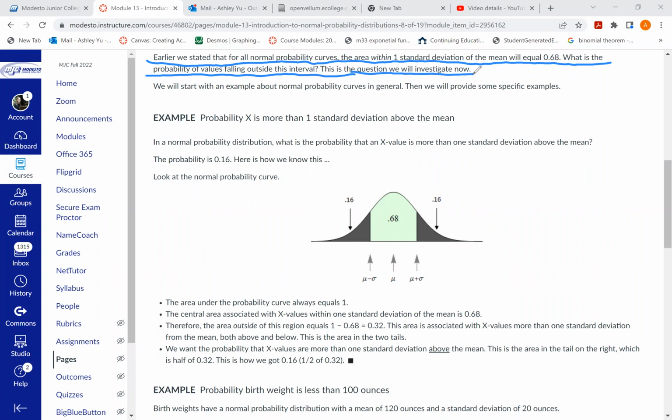I think a few pages back, I kind of gave it away. I'm sorry about that. We started talking about it. We will start with an example about normal probability curves in general. Then we will provide some specific examples.